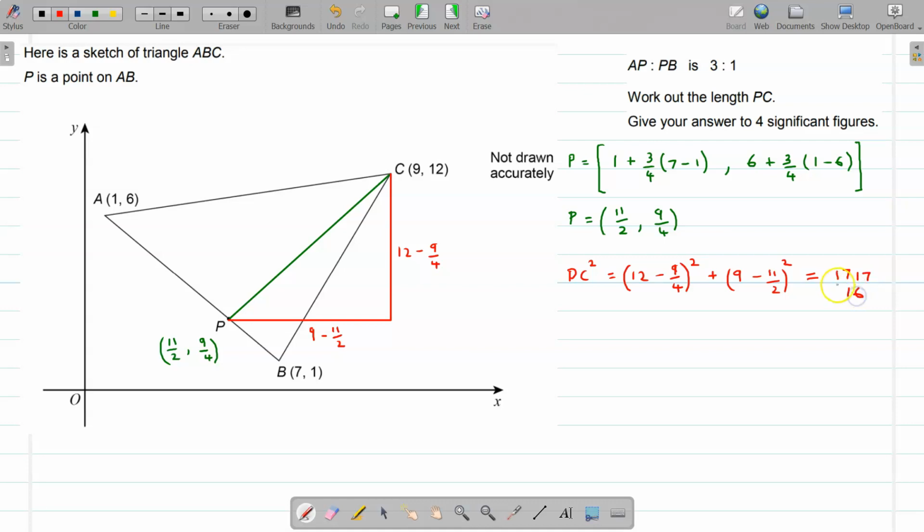1,717/16. Okay, and then what you need to do is square root that, and that gives you that PC equals 10.36 to 4 significant figures. Okay, and that's the answer.